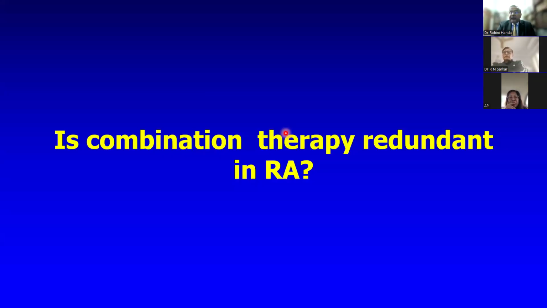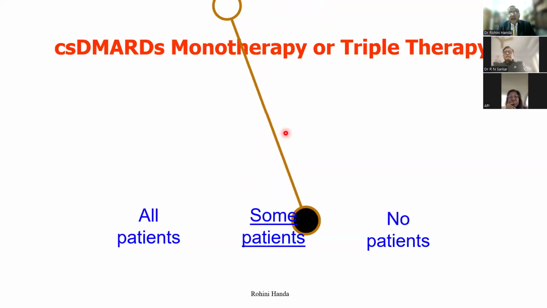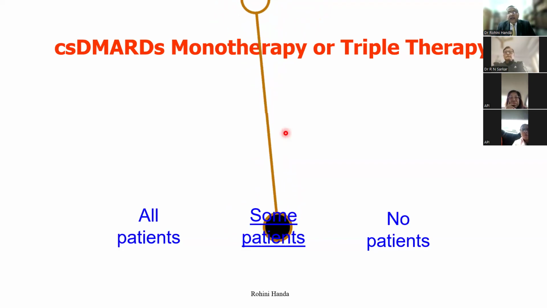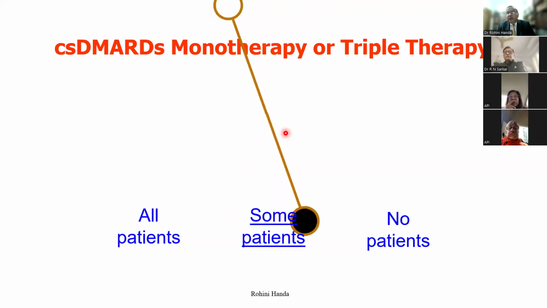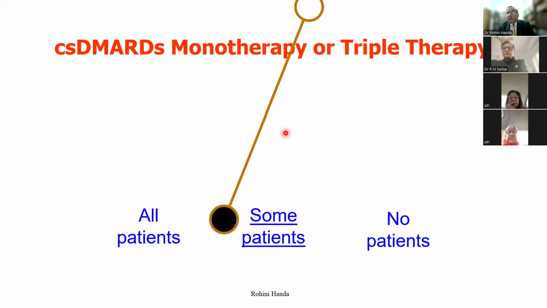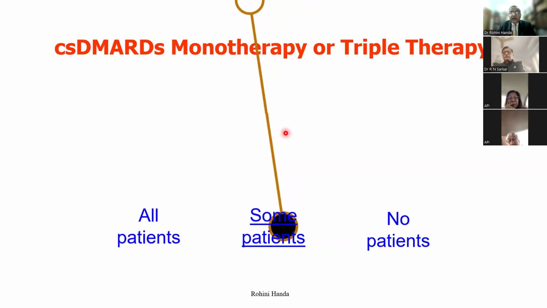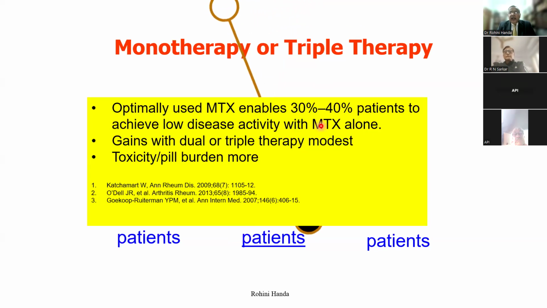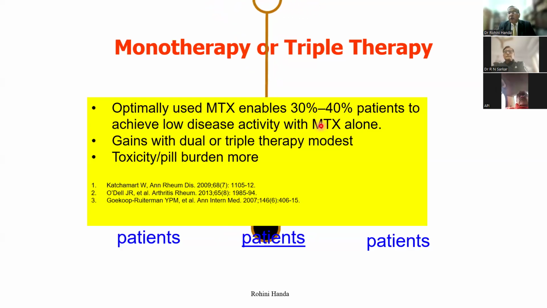What about combination treatment in rheumatoid arthritis? And actually, this is a matter of debate. Most people say that monotherapy is as good as triple therapy, particularly the Western world. You optimally use your methotrexate, and this allows you to achieve a good disease control in 30 to 40% of your patients. The gains with dual therapy or triple therapy can be modest. And in the Western world, they graduate on to the JAK inhibitors and to the biologicals.